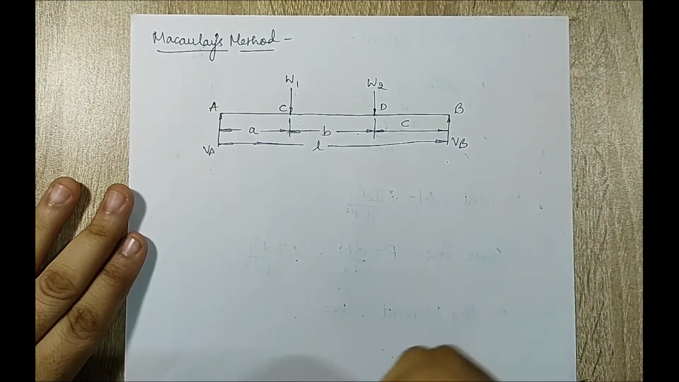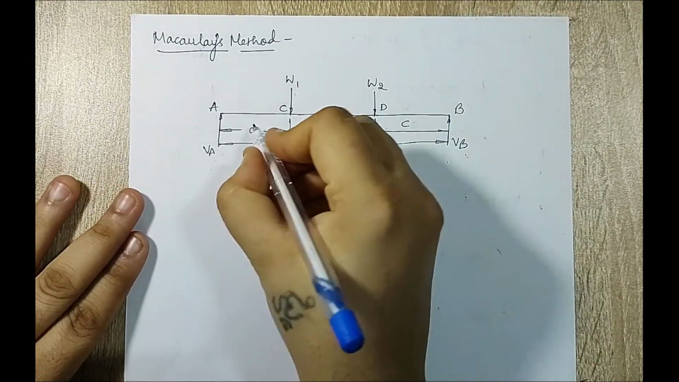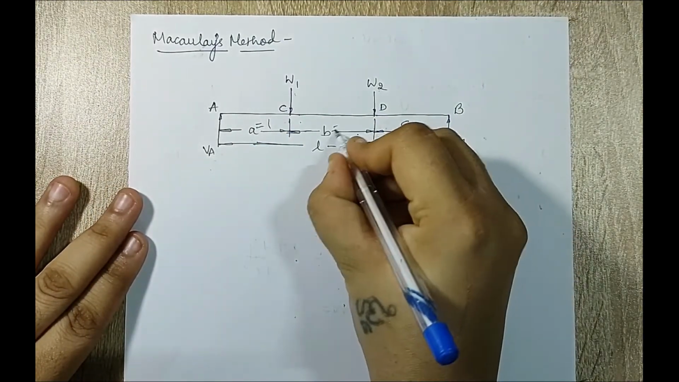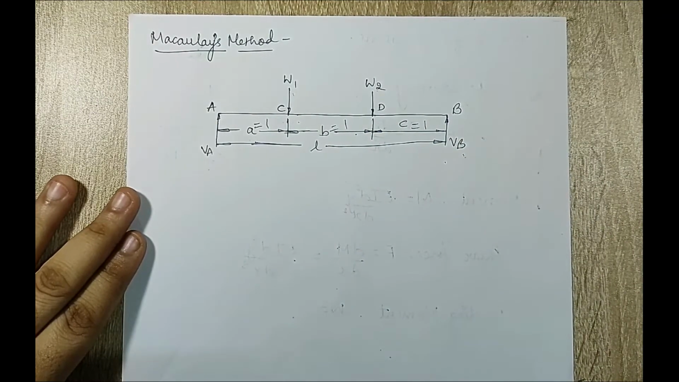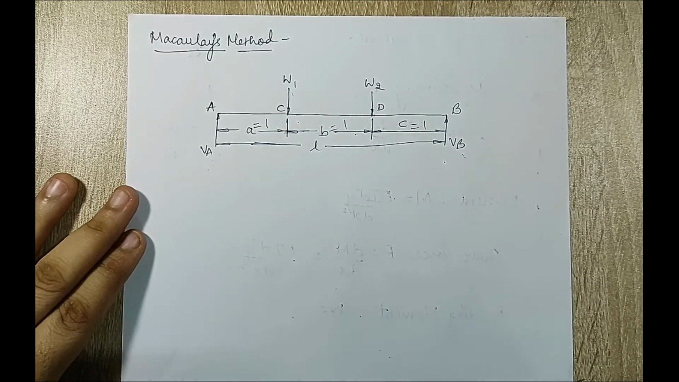Now for ease of solving this problem, I'm going to assume the value of A as 1, B as 1, C as 1. I'm not assuming W1, W2. I'll write in terms of W1 and W2.